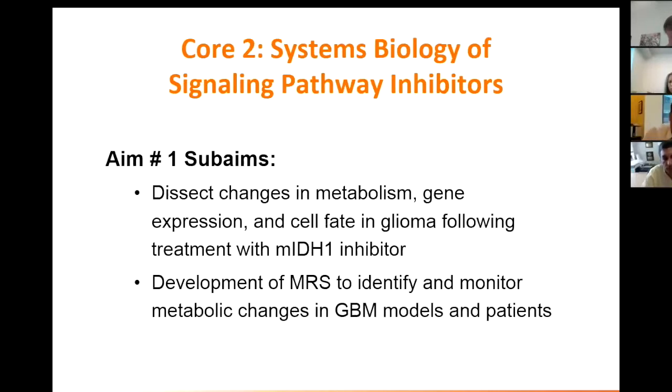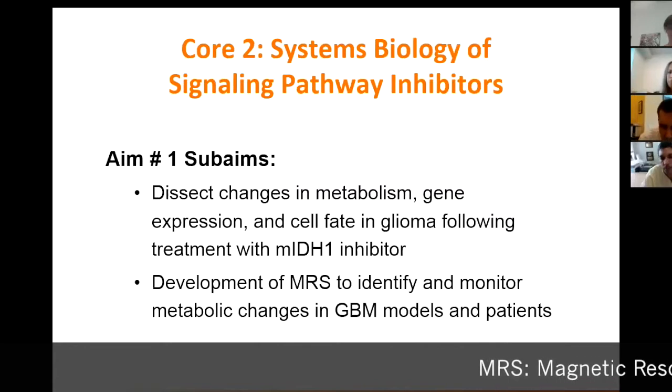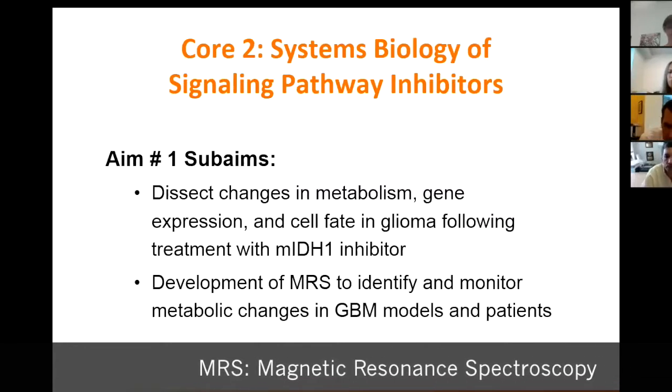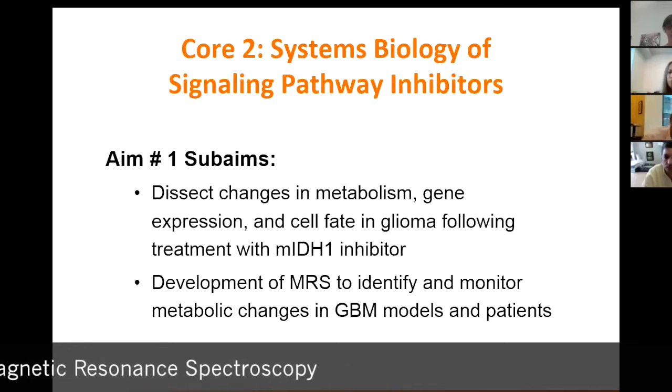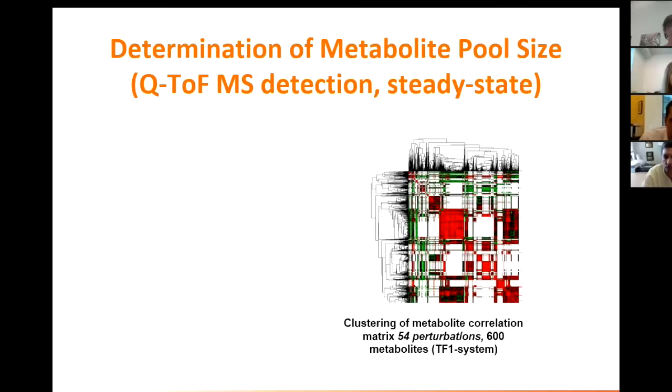And so with regards to isocitrate dehydrogenase, IDH, what we want to do, and have begun doing, is to dissect the changes in metabolism and gene expression and also cellular differentiation following treatment with mutant IDH inhibitors. And as an extension of this, we are building methodology to measure in vivo these changes in mice and in human in response to IDH inhibition by MR spectroscopy. So those are two major aims we're pursuing. I'm going to show you some examples.